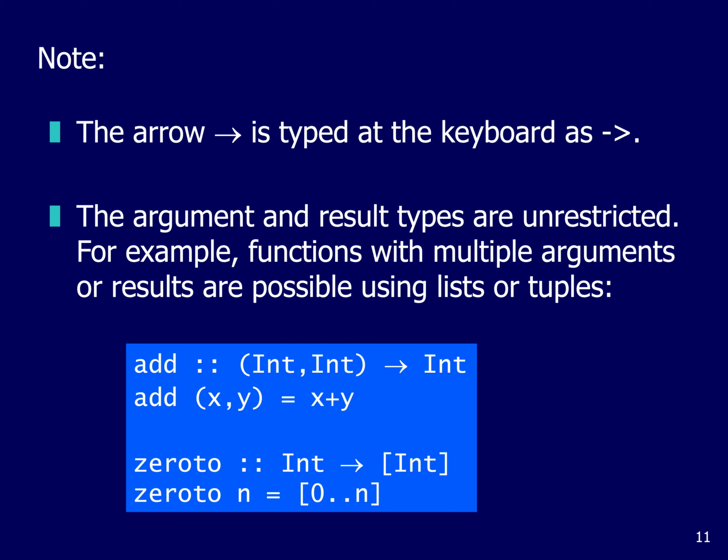So let's have a couple of examples of this. The first example here is a simple addition function. The type says add has type pair of Ints to an Int. So it takes two integers and gives me back a single Int.